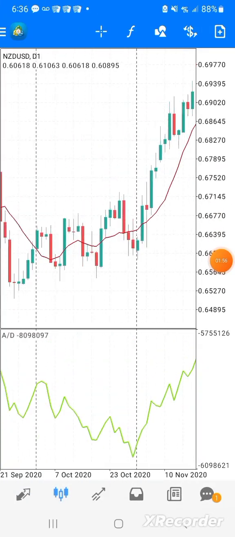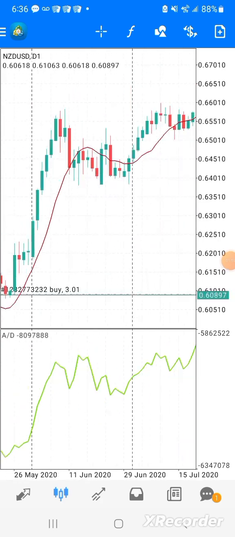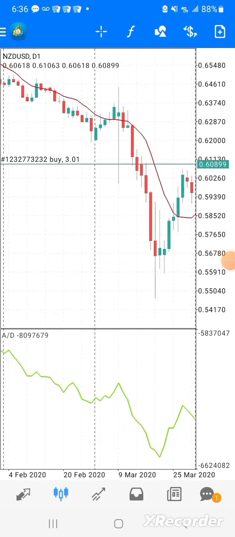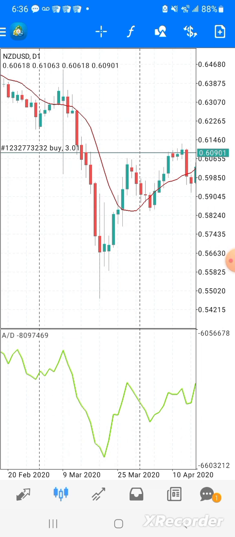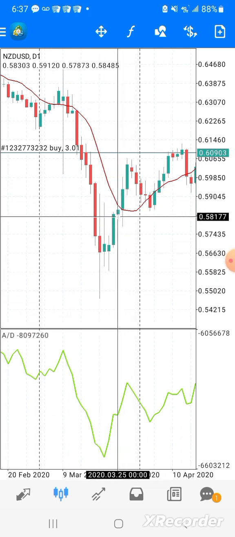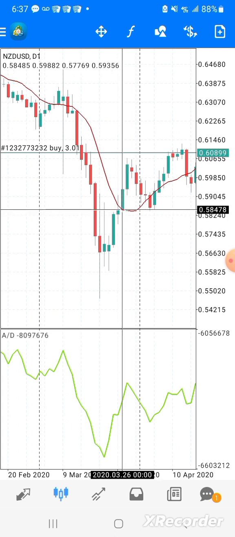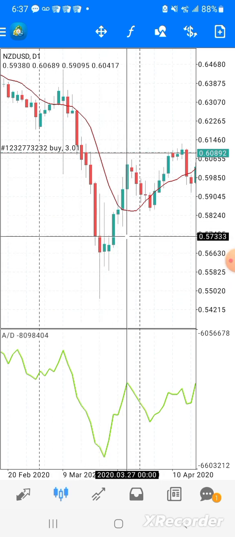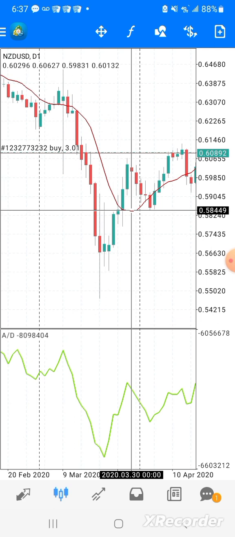let me see if I can get a really good example on a daily chart real fast. I'm going to show you guys something. Alright, here's a good example. I love using this moving average indicator. It's a 10 moving average, so it's a faster moving average.